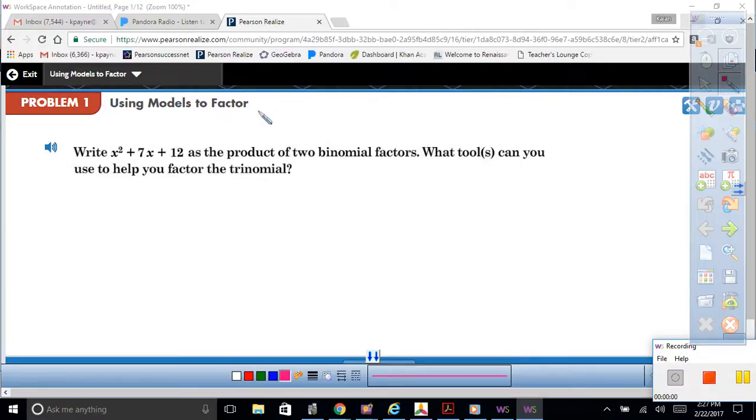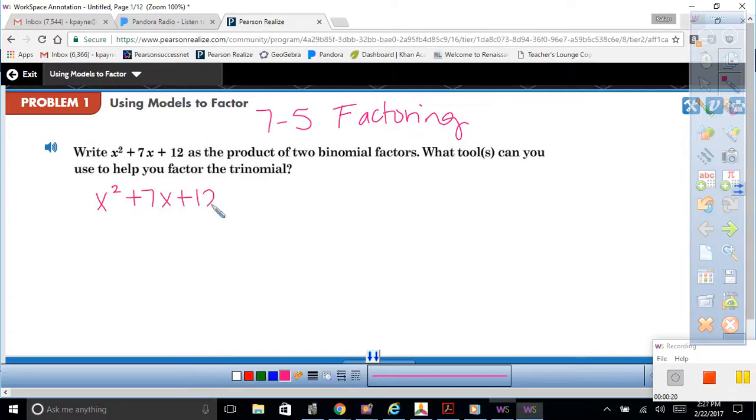This is lesson 7-5. We're learning to factor today. So the first example that you're supposed to write on your notebook paper is that we're factoring x squared plus 7x plus 12. So we need to figure out what the dimensions of this rectangle are. So first, we need to make a rectangle.